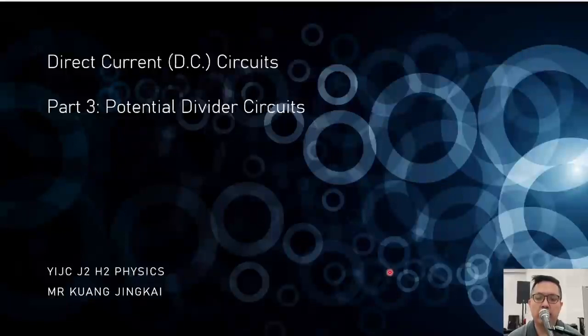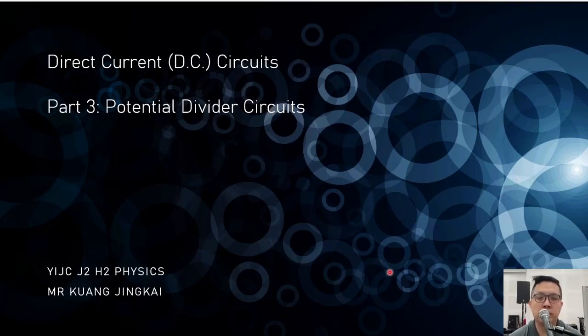Okay, we're going to do the third and last part of today's lecture. We're going to talk about potential divider circuits here. Previously we already talked about conservation of charge and conservation of energy, so that will give you your two formulas, and then you talk about resistance in parallel circuits and resistance in series circuits as well. So we're going to move on to some of the application type.